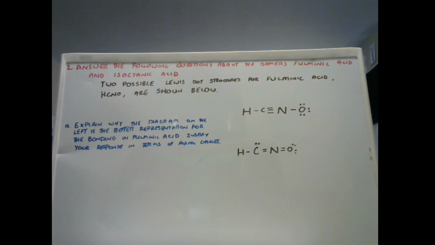Good morning. Today we're looking at 2017 AP Chem FRQ number 2. We're going to start with A. It says answer the following questions about the isomers fulminic acid and isocyanic acid.